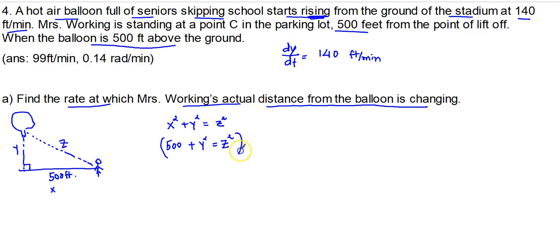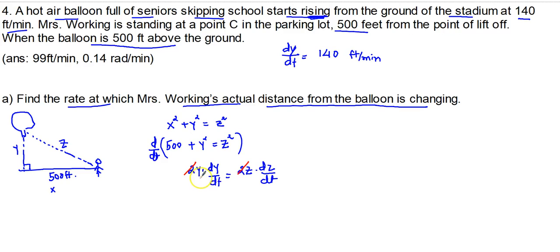500 squared plus y squared equals z squared. If you differentiate with respect to t, the derivative of 500 squared is 0. So the derivative of y squared is 2y dy/dt, equals 2z dz/dt. y and z are the only two variables changing. So this looks like a relatively easy question. 2 and 2 got cancelled.